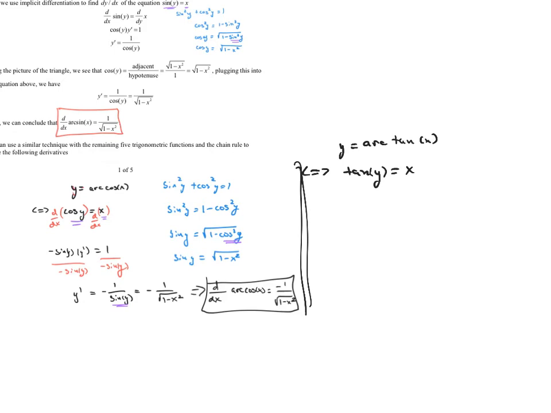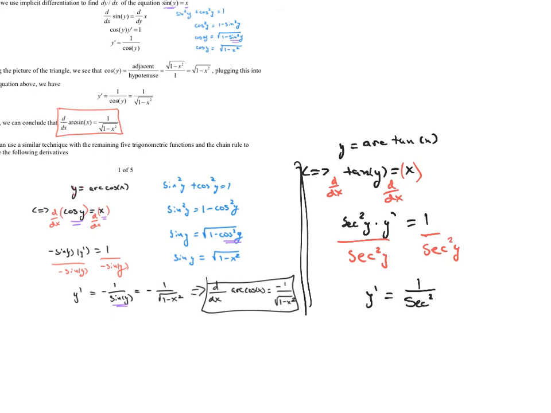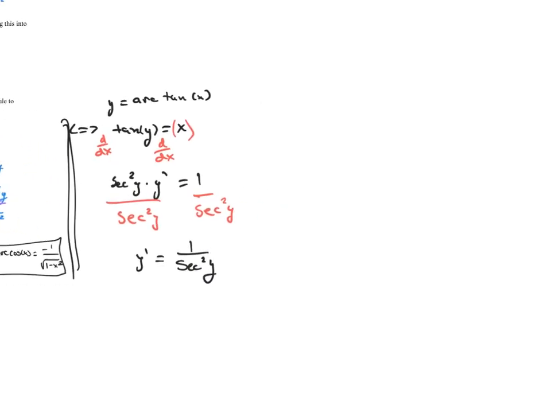So now what do we do? We take the derivative with respect to x of both sides of this equation. So what's the derivative of tangent? Well, the derivative of tangent of y is secant squared of y, and then remember that's times y prime, right? Derivative with respect to x is just a 1. Solving for y prime, we divide both sides by secant squared of y. And we end up with y prime equals 1 over secant squared of y. So what's the idea? We need to find out what secant of y is.